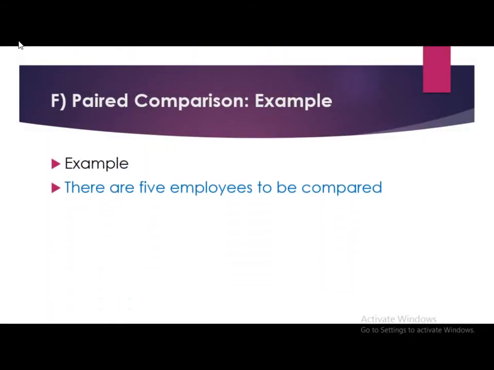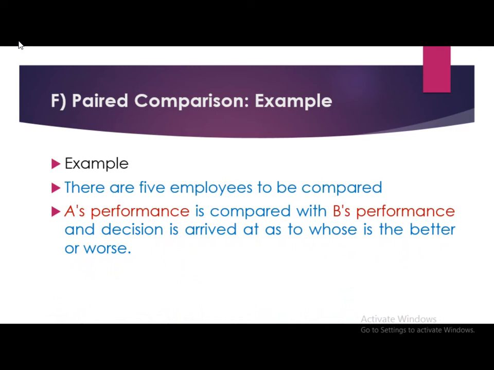We will take this example. There are 5 employees to be compared. Suppose A, B, C, D, E are 5 employees. A's performance is compared with B's performance, and the decision is arrived at who is better or who is worse than each other. Then B will be compared with A, C, D and E, and so on.